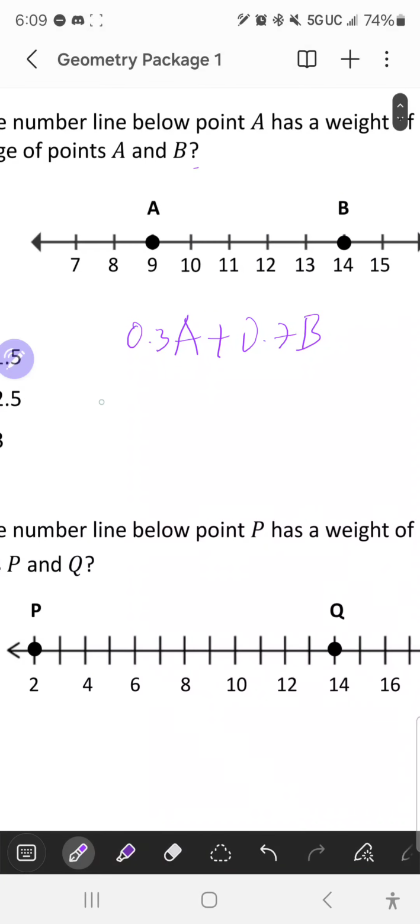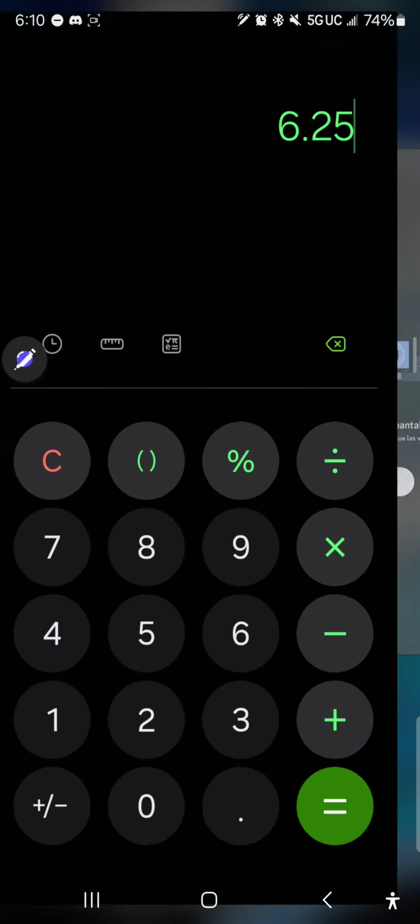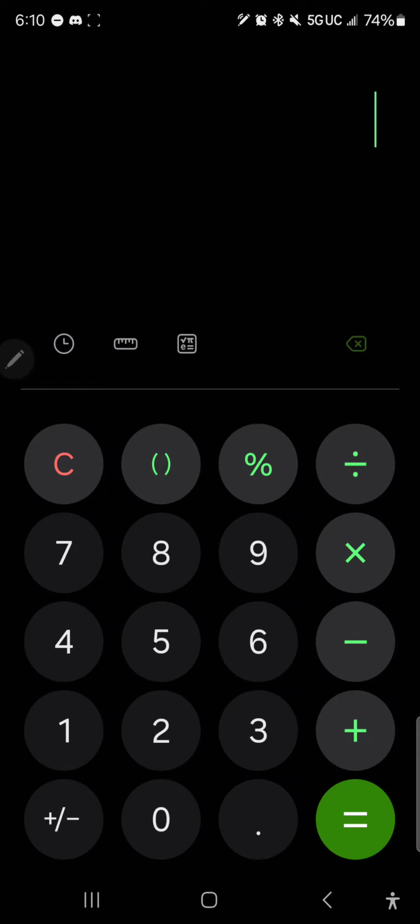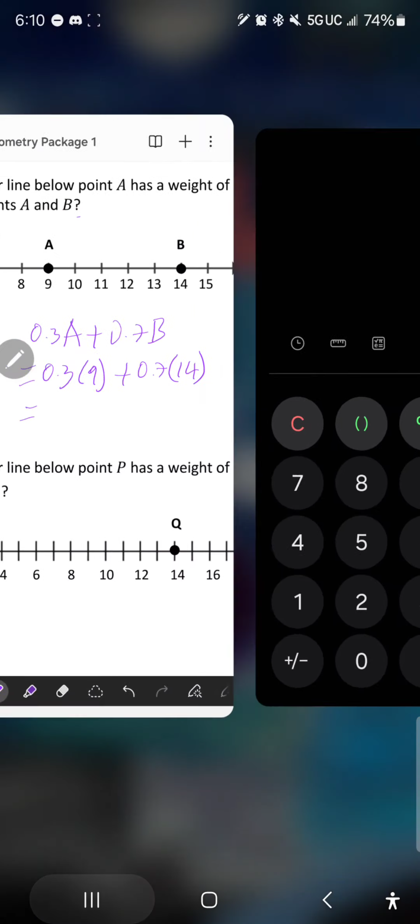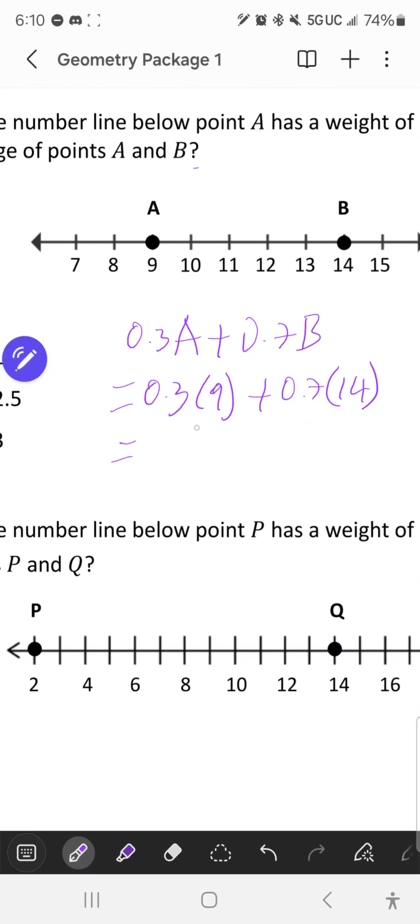0.7B. Now, when we substitute our values, we have that A is 9, so we say 0.3 times 9, plus B is 14, so 0.7 times 14. We can go to our calculator. 0.3 times 9, we got 2.7. For 14 times 0.7, we got 9.8, so we have this. 0.3 times 9 is 2.7, and 14 times 0.7 is 9.8.